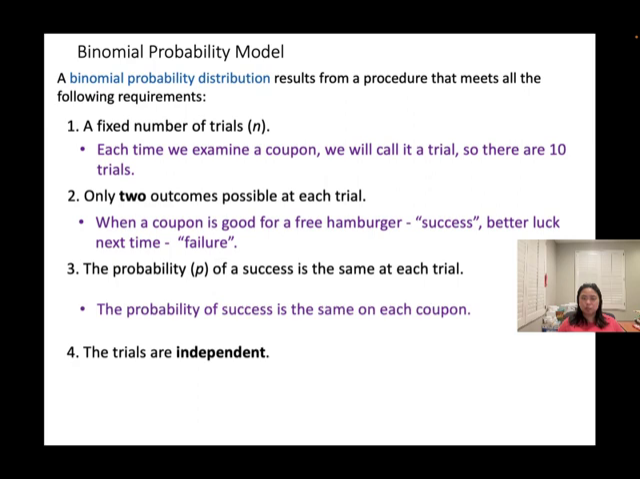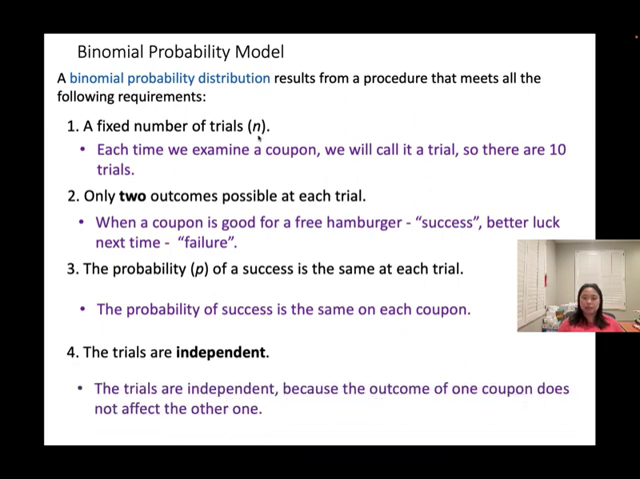Number 3, the probability of success is the same at each trial. Since we have the coupon, every time you have a 20% chance to get the free burger. Every coupon is going to be the same thing. So we say the probability of success is the same at each trial. Last one, the trials are independent, meaning the outcome of one coupon does not affect another one. If you have a 20% chance to get the free burger, it doesn't affect the next coupon. So I want you to remember these 4 requirements. That is a binomial probability distribution.